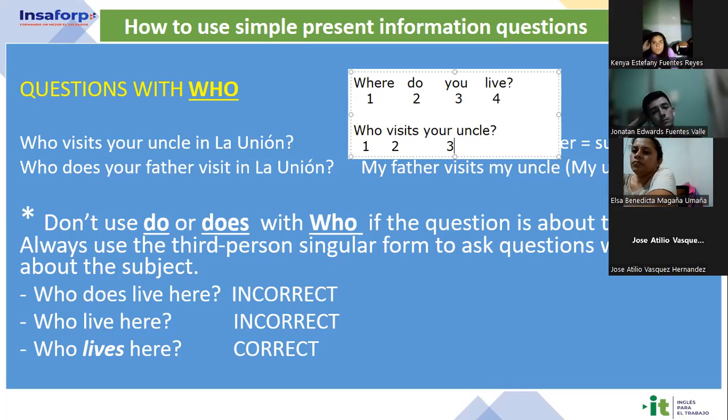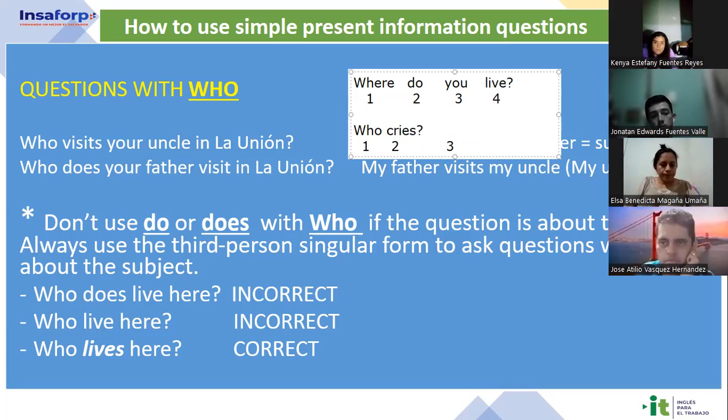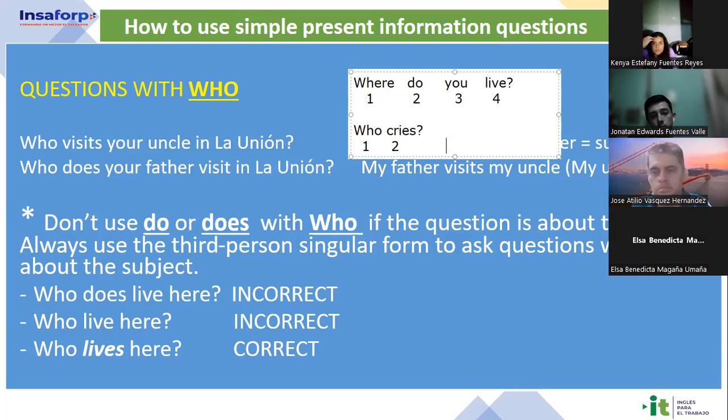Well, besides this, who visits, even you can say like this, look, only two elements. Who cries? ¿Quién llora? Who cries? Only two? Is that possible with information question? And you say, hey, pero el teacher nos dijo que eran cuatro. ¿Qué pasa aquí? So, pay attention, class.